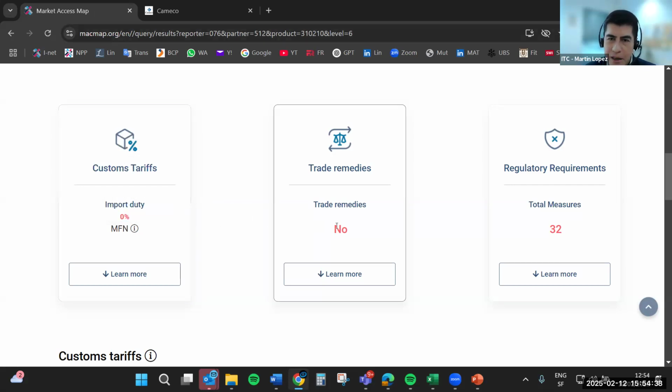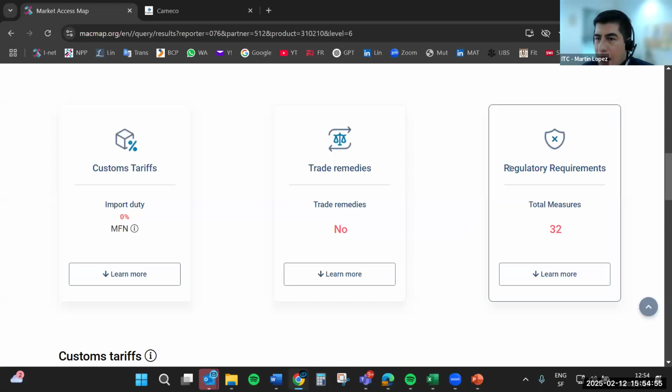can access the Brazilian market at this tariff rate, meaning free access to the Brazilian market. Trade remedies are sanctions that sometimes countries apply to remedy some situations that caused harm to the market and to the economy. Not the case. And there are 32 regulatory requirements, or as we say in this international trade language, non-tariff measures.